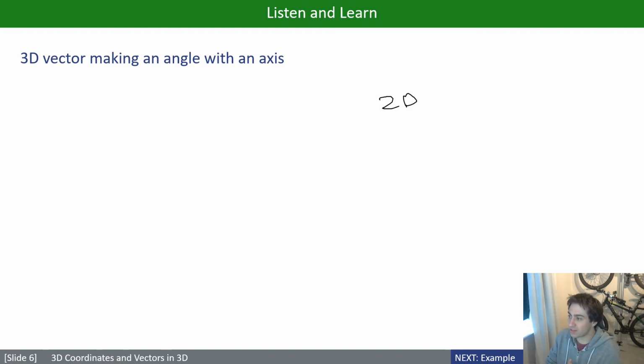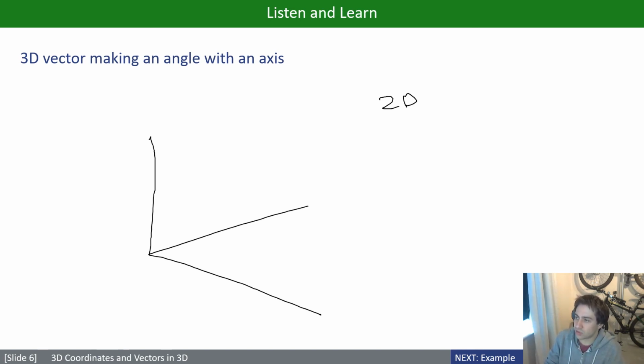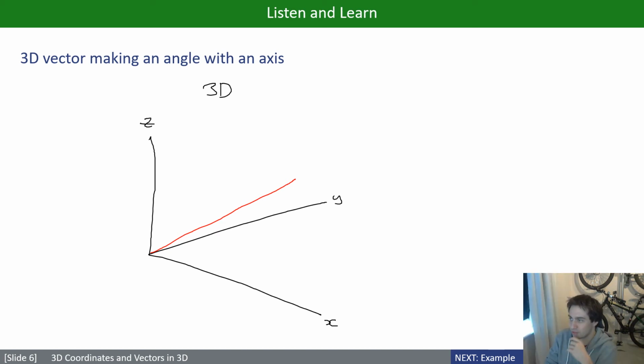In some sense, there are almost 3 angles to these 3D vectors. So let me try and draw a sort of 3-dimensional axis. Okay, so this is 3D, and this is my x and my y and my z. It is a little hard to visualize because we're viewing a 3D situation on a 2D screen. So this is just an approximation of what's going on.